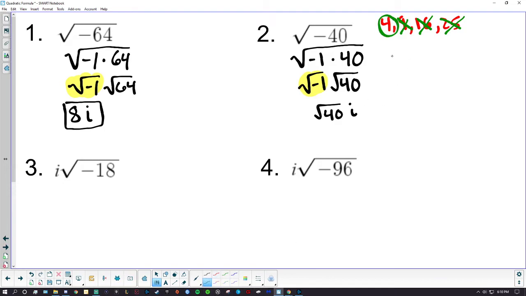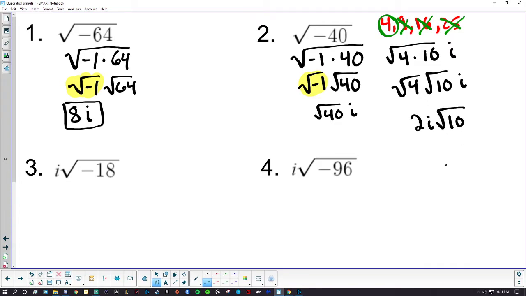So we're going to split this up into the square root, we'll put our i in here, of 4 times 10. So we get the square root of 4 times the square root of 10, and we've got that i. Square root of 4 is 2. We'll attach our i like it's a variable, 2i square root 10. And that is our answer, 2i square root of 10. Okay, let's go again.